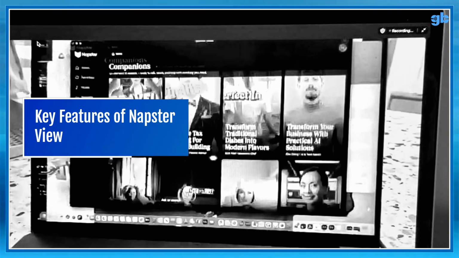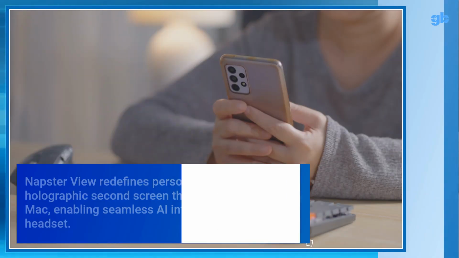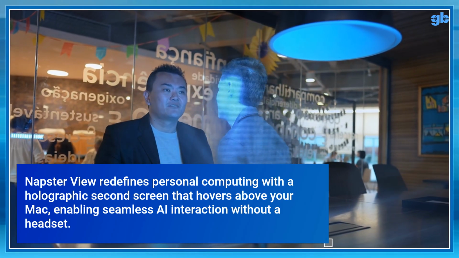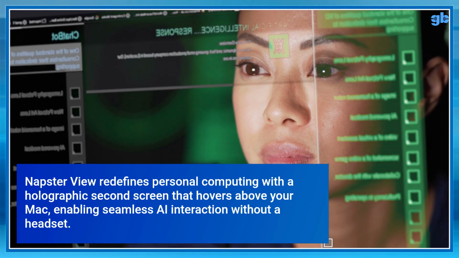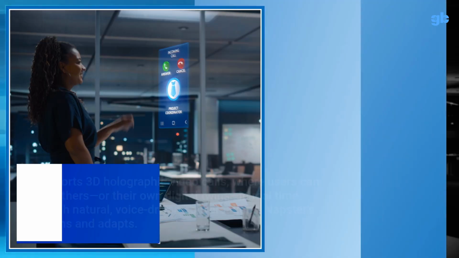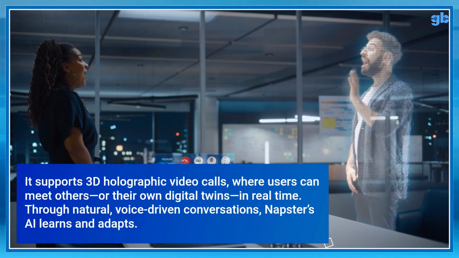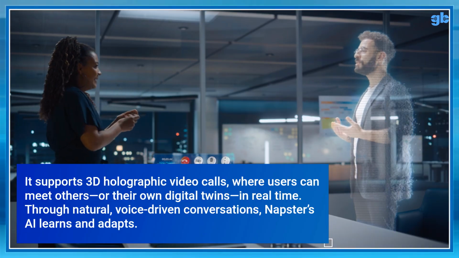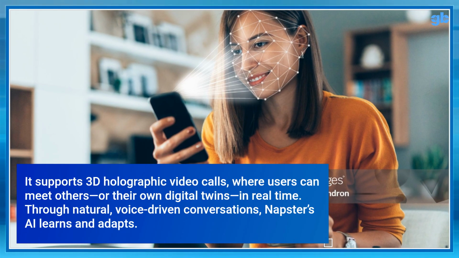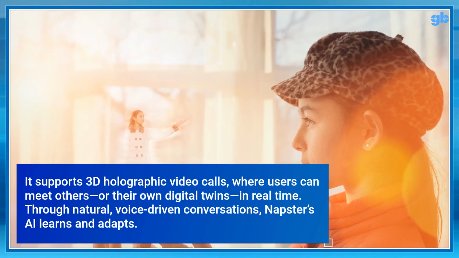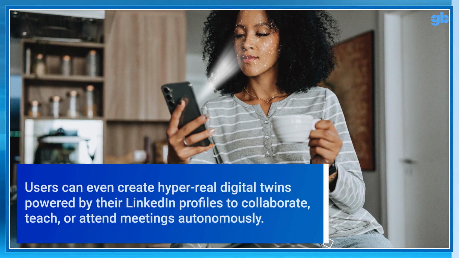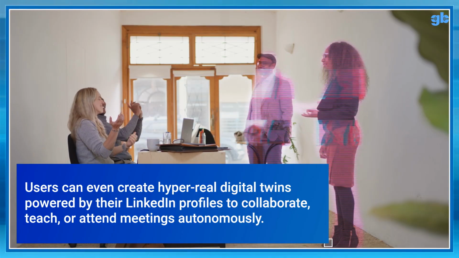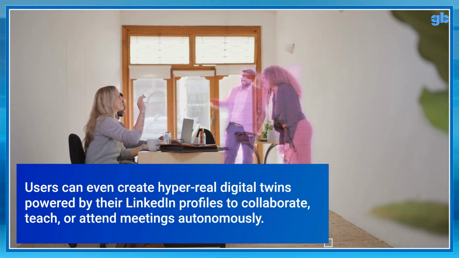Key features of Napster View. Napster View redefines personal computing with a holographic second screen that hovers above your Mac, enabling seamless AI interaction without a headset. It supports 3D holographic video calls, where users can meet others or their own digital twins in real time. Through natural, voice-driven conversations, Napster's AI learns and adapts. Users can even create hyper-real digital twins powered by their LinkedIn profiles to collaborate, teach, or attend meetings autonomously.